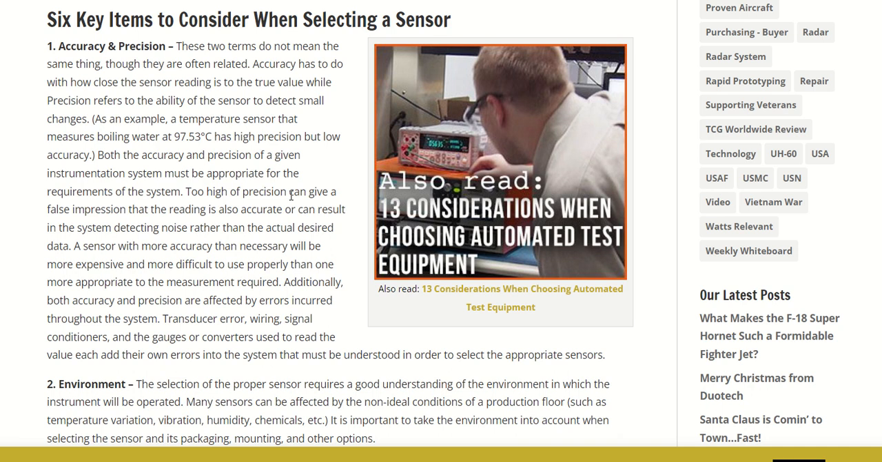So both accuracy and precision are affected by the errors which are occurring in the system, like transducer error, wiring, signal conditioning, gauges or converters which are used to read the value or any other values, right? Each of them has their own errors, and these errors in the system must be understood in order to select the appropriate sensors.